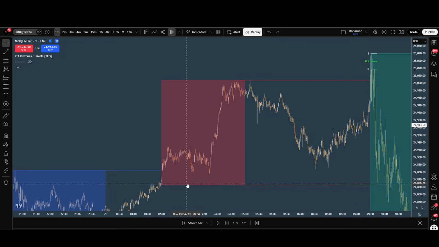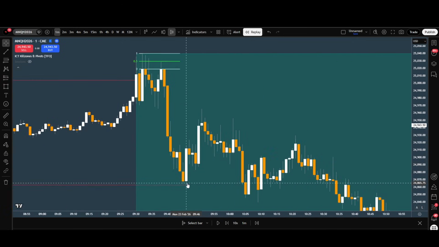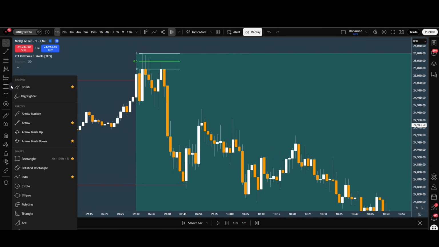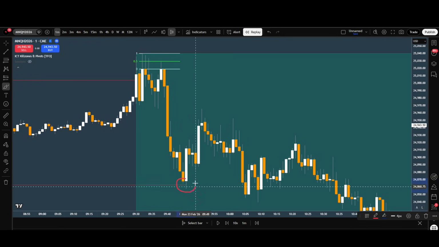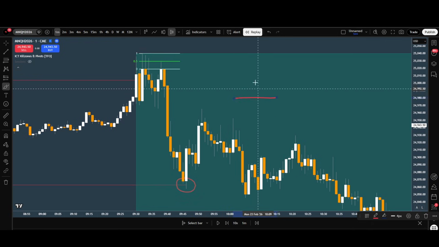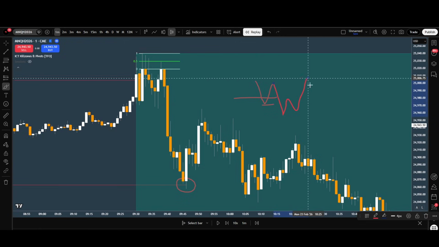Price has swept London lows. Okay, this candle swept London lows. What do we notice? Well, there's no manipulation leg. So we understand there's a very high probability that price is going to come down, take the internal before any chances of going bullish. If we understand that, we can use that to our advantage.